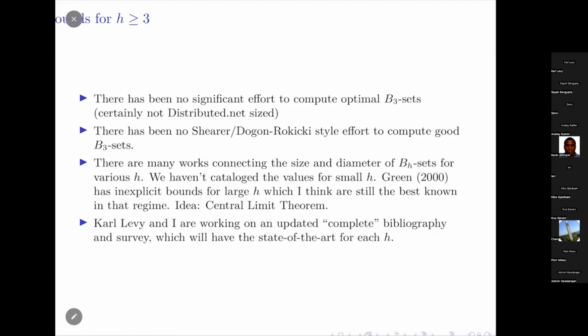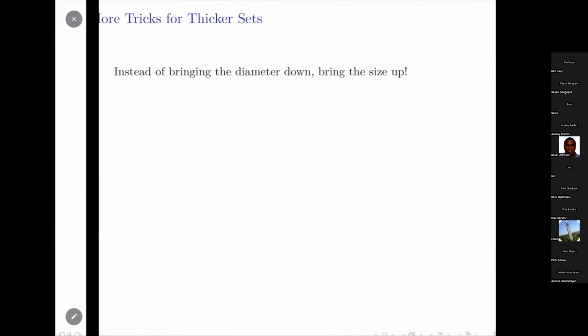As far as I know, ideas of Ben Green from his thesis give the best bounds for large H, but they're inexplicit and kind of clumsy to work with. Carl and I (Carl's here somewhere, I see his name) are working on updating the bibliography, and in that we'll have a list of the best bounds for each H. It's a thing we need to have in there.